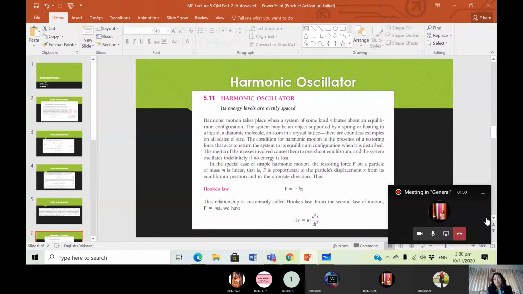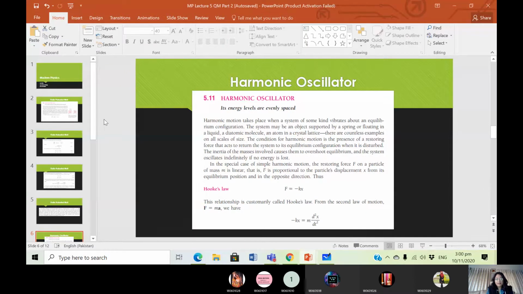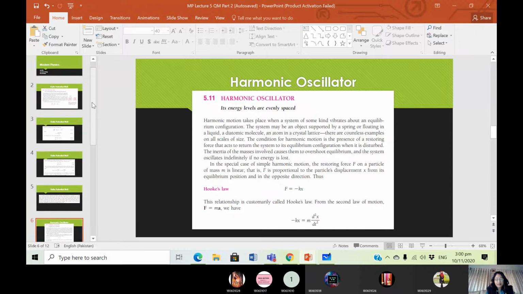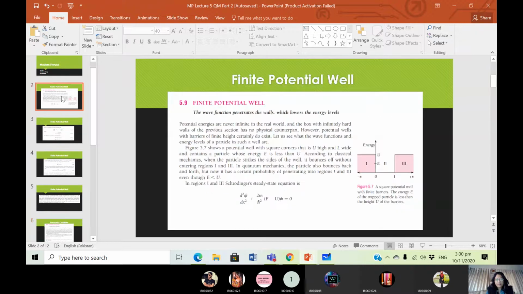So last time, we were doing the final stages of our quantum mechanics chapter. Did everyone understand what we were doing last time? We were doing the finite potential well, and before that we were doing the infinite. Before that we were doing expectation values of the momentum operator and the position operator.